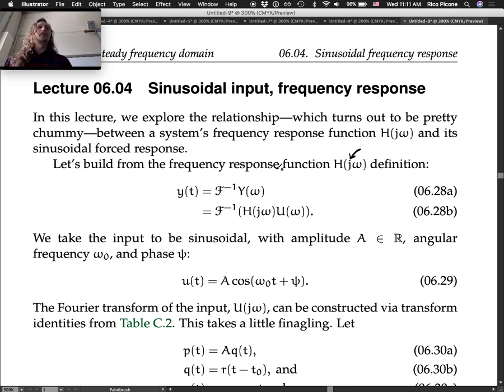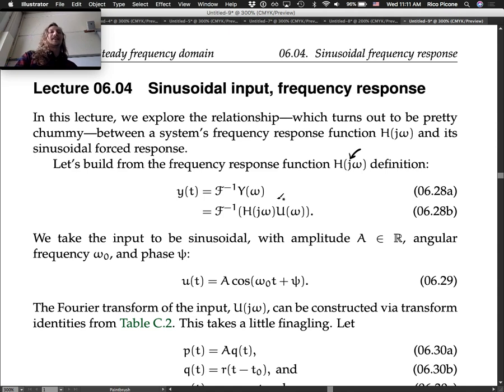So Y of omega is the Fourier transform of y of t. So the inverse Fourier transform of it is y of t. So inverse Fourier transform of, instead of Y of omega, we just plug in from the definition of H of j omega, which is just that it's equal to Y over U. We can say that Y is equal to H U, right? So plug that in. There's a start. Now, we have already our y of t. We have our H of j omega in this formula, so we're on good footing already for this derivation.